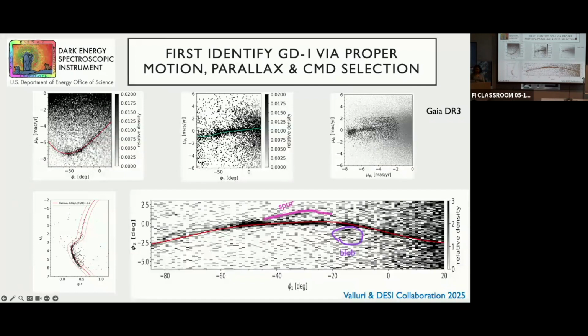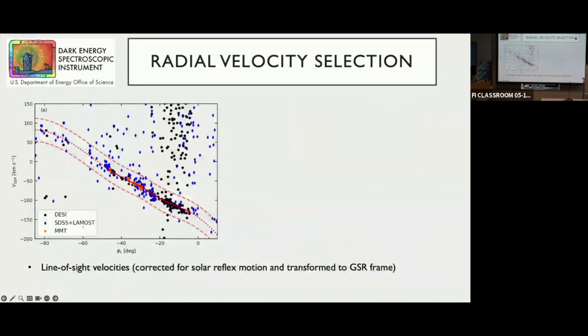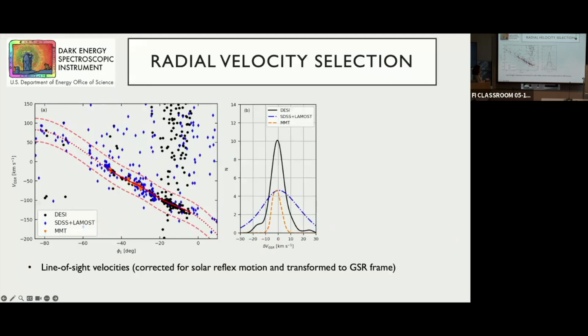And then when you look at the radial velocities that you have in DESI, the black points show DESI velocities, the other colors show radial velocity. So these are velocities in the GSR frame as a function of phi1 along the stream. And when you look at only the stars within 30 kilometers a second from a spline fit to the stream track, you see this very clear peak there.